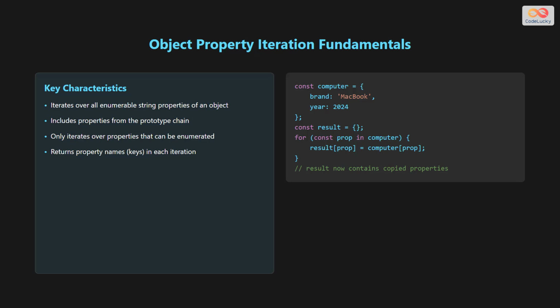The for/in loop iterates over all of the enumerable string properties of an object. It's important to note that this includes properties from the prototype chain. The loop only goes through properties that are enumerable. In each cycle, the loop returns the property name or the key. Consider this example, where we have an object called computer, with properties brand and year. Using a for/in loop, we can copy all the properties of the computer object into a new object named result.